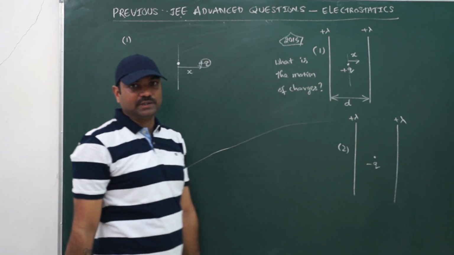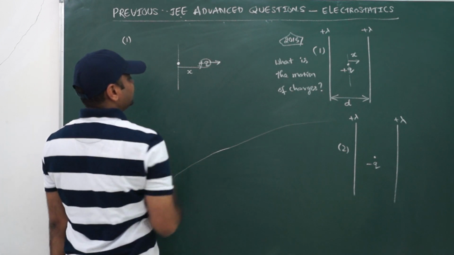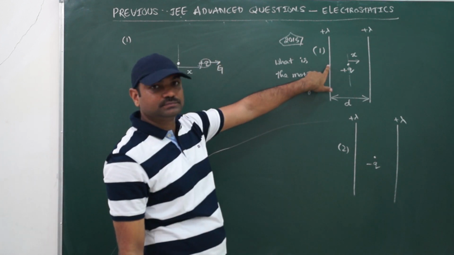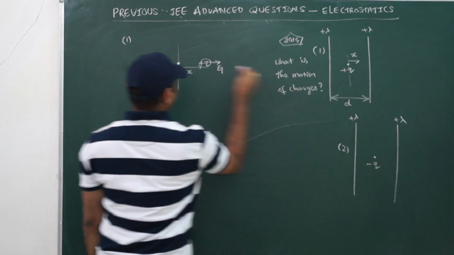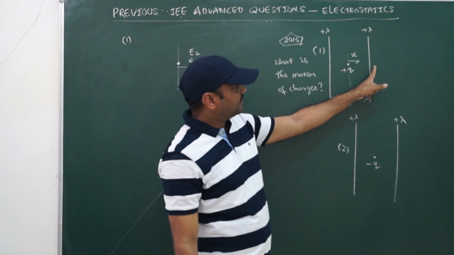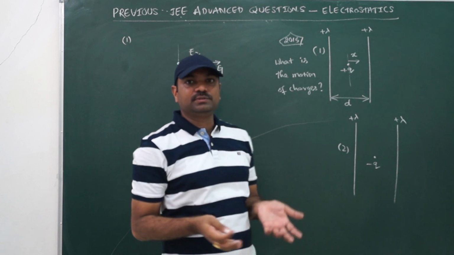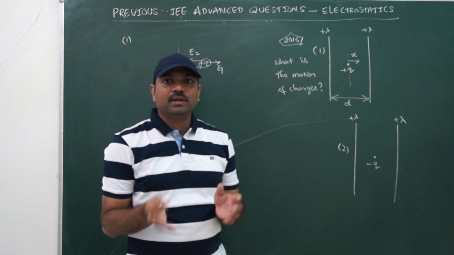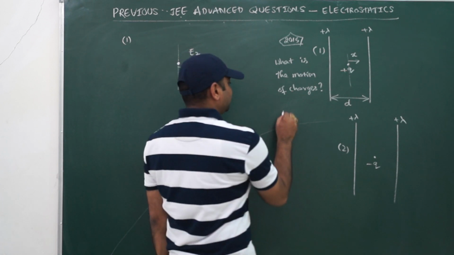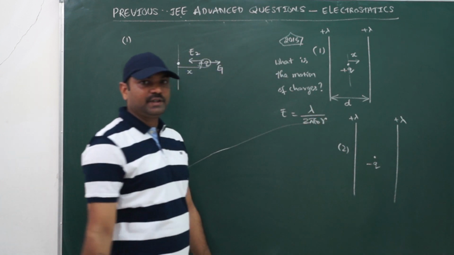We have to identify the force value. Then how to do it? If I take here, the field value is E1 because of the first wire, and because of the second wire, the field value is E2. Then which field will be more? Again, as I told you, this question is formula based. What is the field due to an infinitely long wire carrying charge? The field value is lambda by 2 pi epsilon naught r.